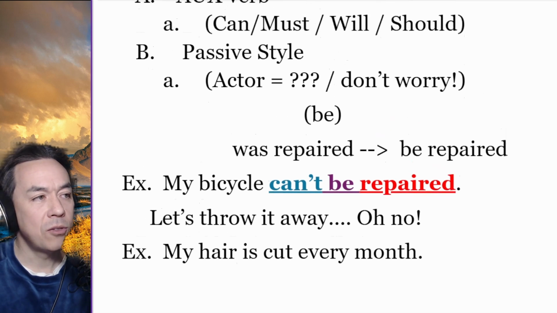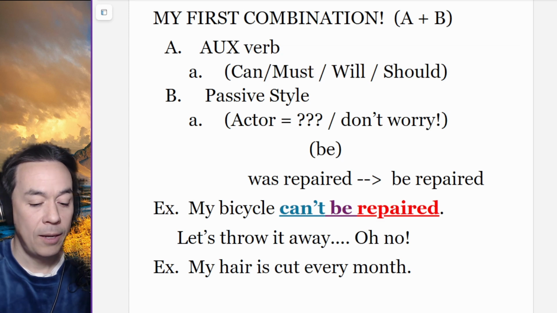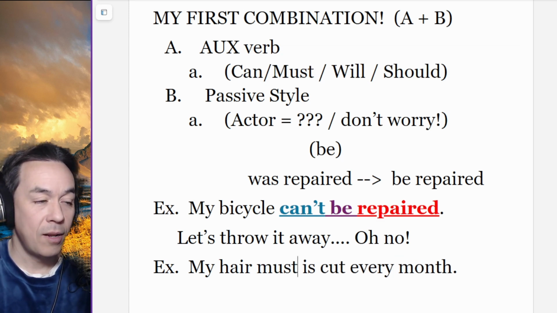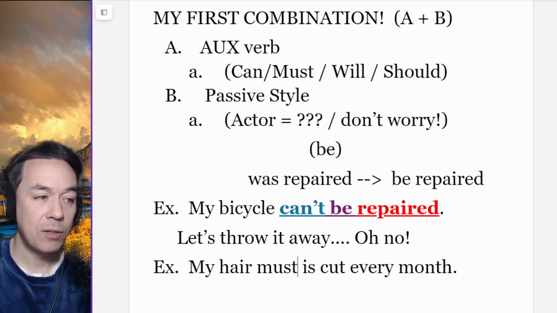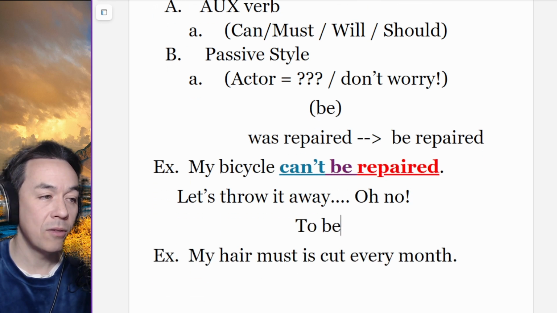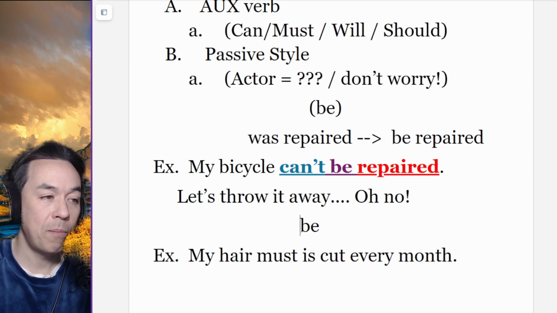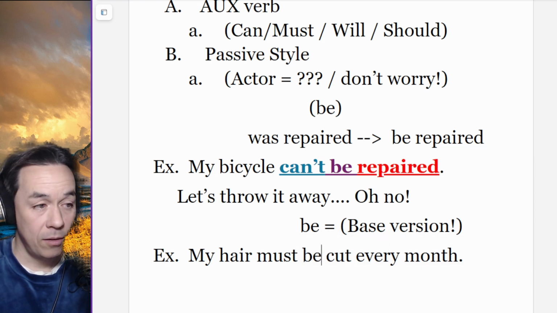Now let's try it again. Let's introduce auxiliary verbs. We've got can. Let's try must. My hair must. Now we're saying it is only this option, no other options. Must. Now the effect again changes. This verb is to be. The original version is to be. We cut the to. Now it's the basic style. So this is the base version. And then we put that in. Must be cut every month.